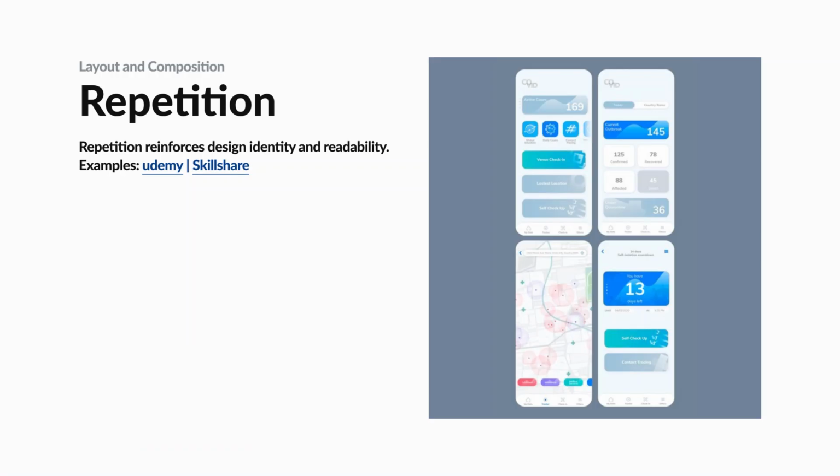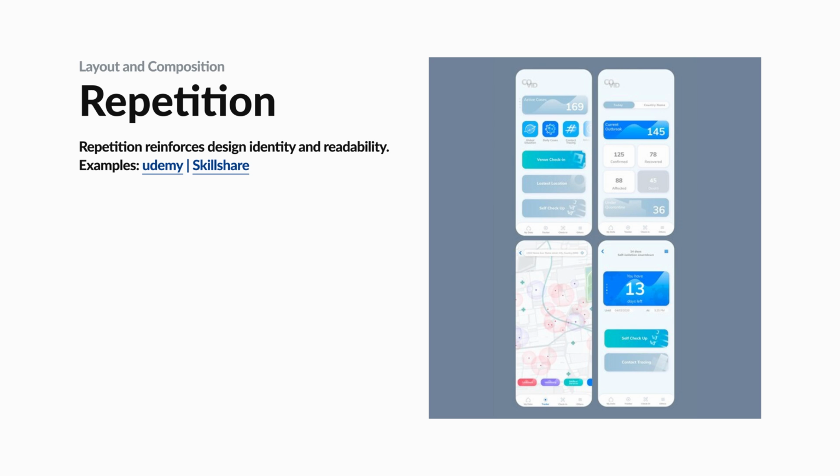Repetition builds consistency and reinforces the identity of your design. It's why we stick to a defined color palette, font styles, and components throughout a project, even if the project has around 40 web pages or so.